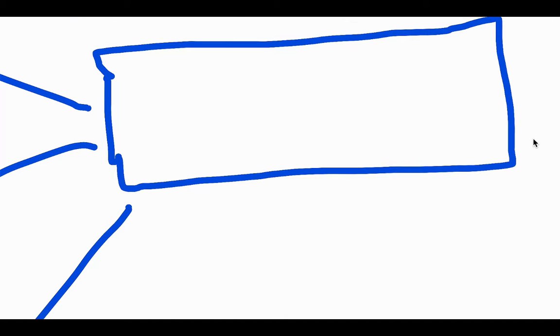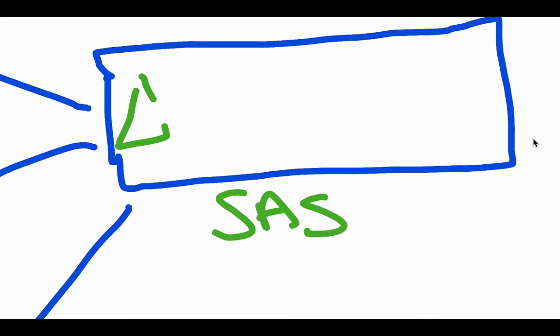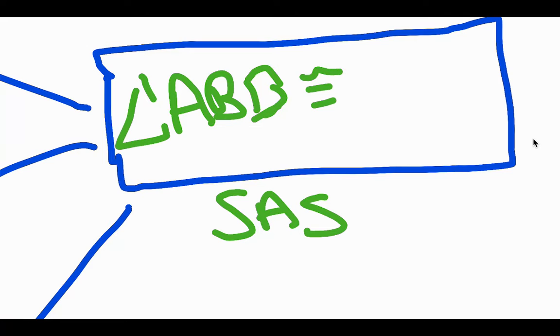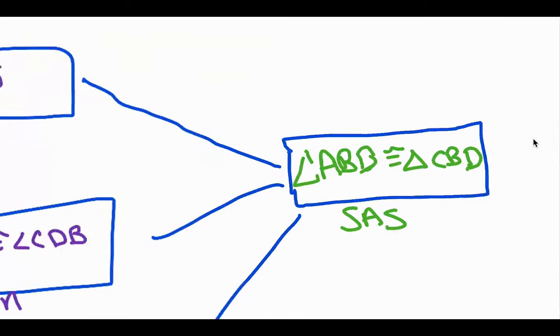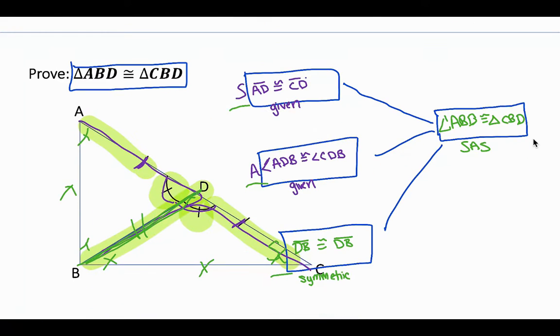So my reason is SAS, and my triangle congruency is going to be the exact thing as my prove statement, which was triangle ABD is congruent to triangle CBD. And that's my completed triangle congruence proof. And so now you can see why we do like these patterns so much, because it saves us so much work.